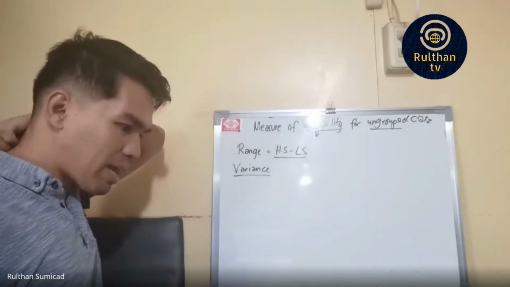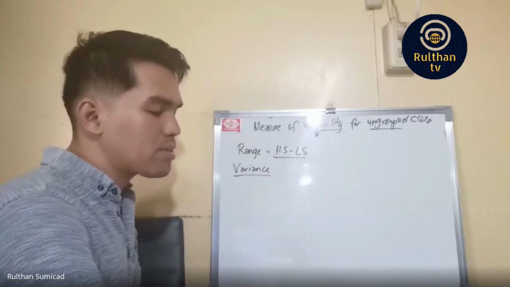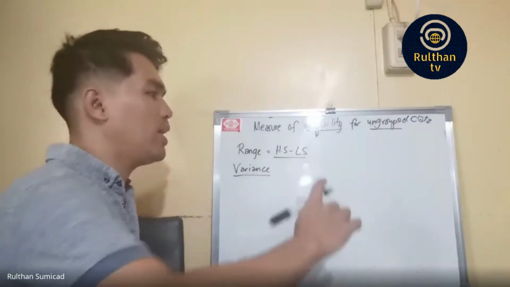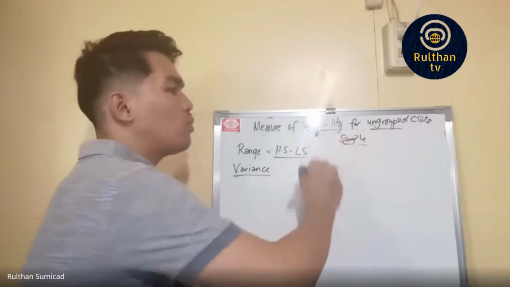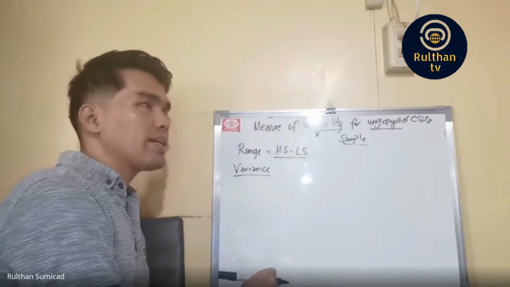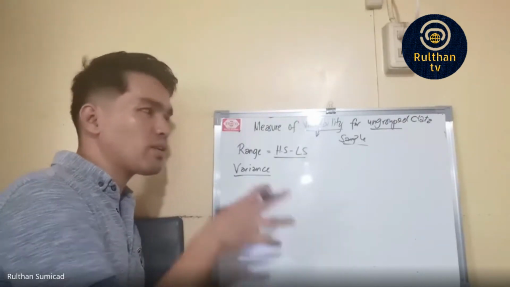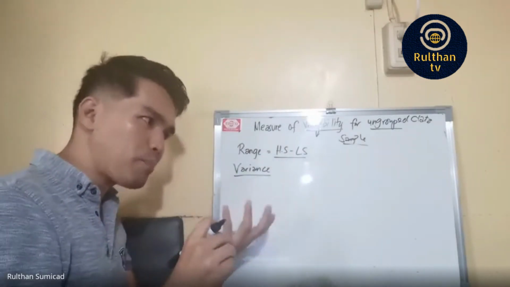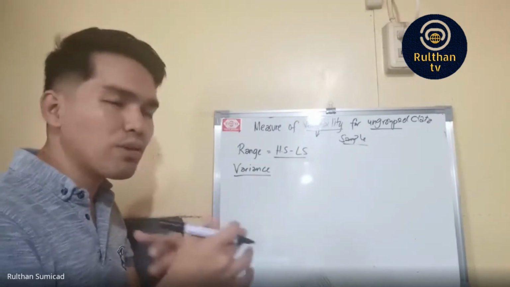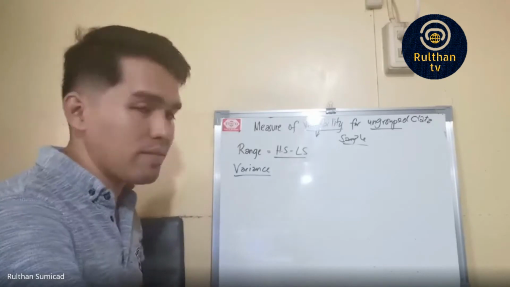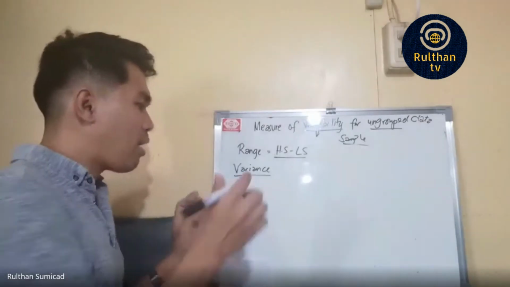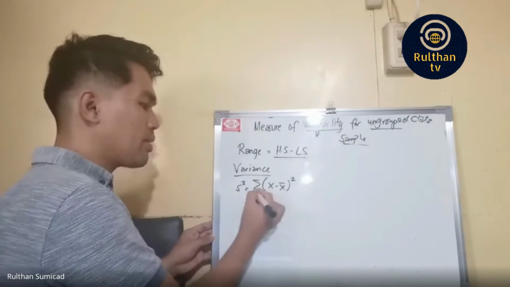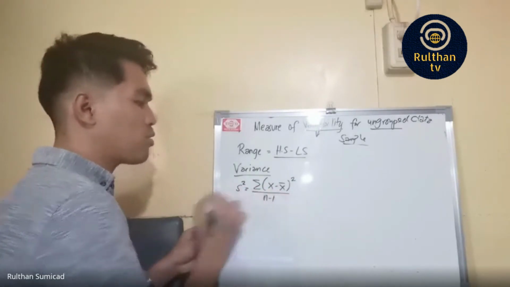I'll give you first our formula for variance for a sample. I'll focus more on the sample, although most of the terms in the formula between sample and population differ just in the notation used, and somehow in the denominator. Let's focus on the sample. Our formula for variance is S squared equals the summation of x minus x bar, squared, divided by n minus 1.